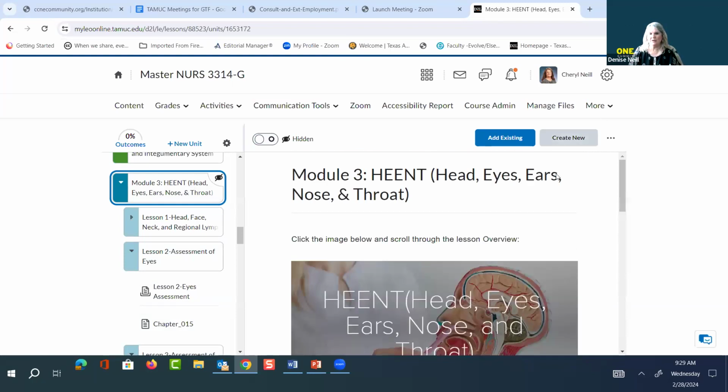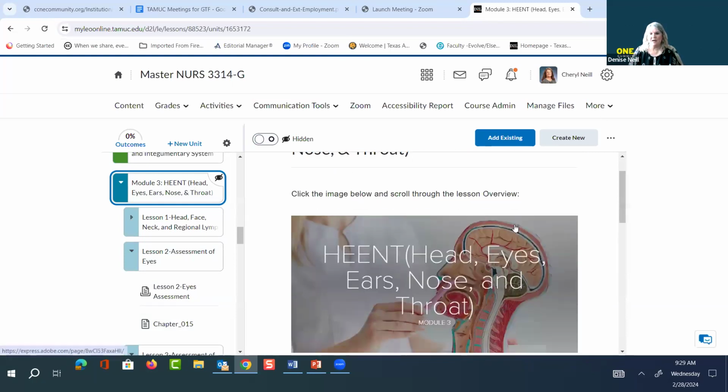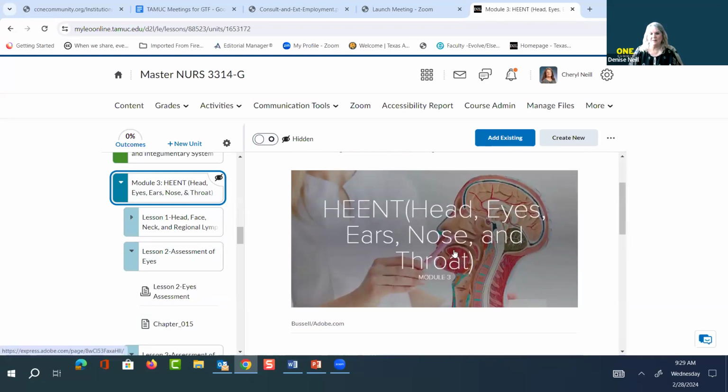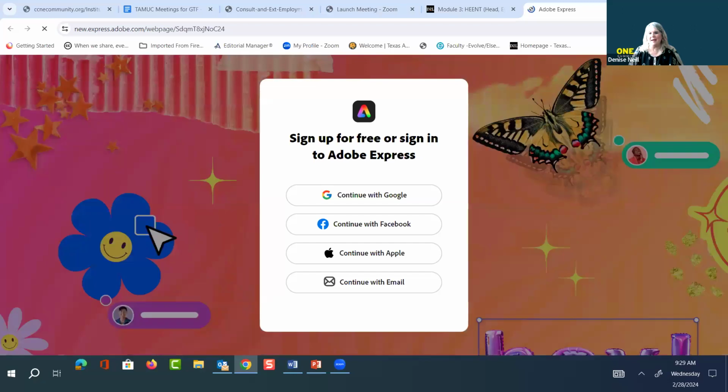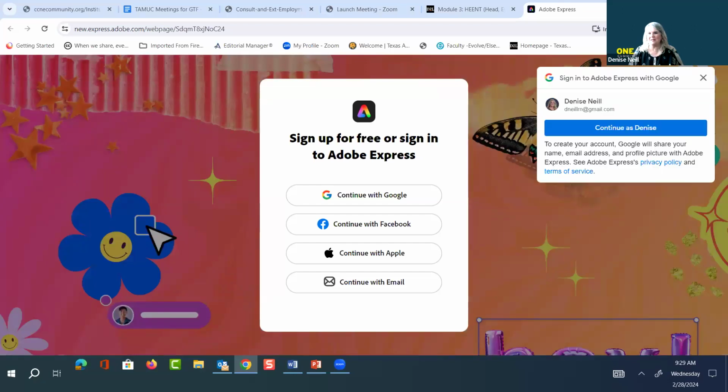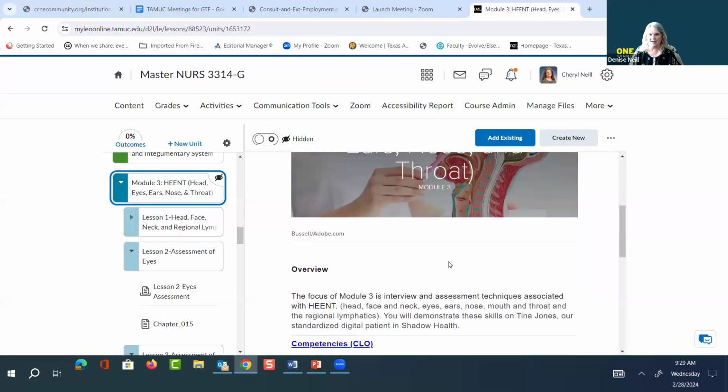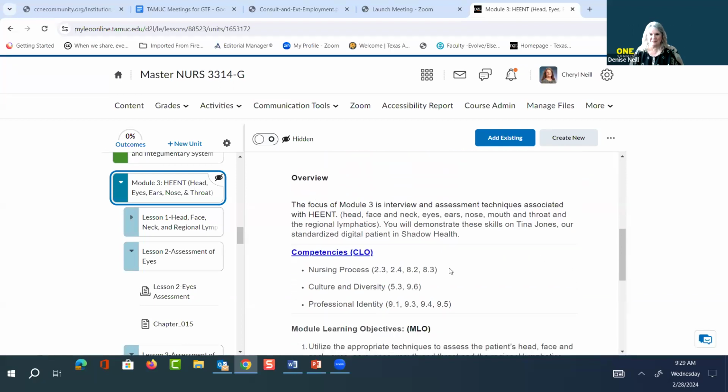In module 3, we give an overview again, so you can click the module. That's not going to work today. Hold on a minute and let me go back, because it's asking me to sign in for something I don't have downloaded. They've updated it.